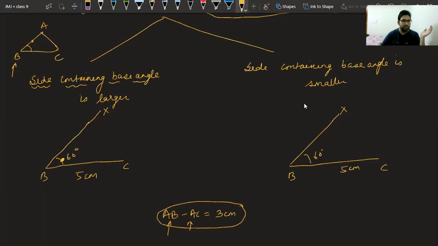And in this case, when the side containing the angle is larger, we take the arc of 3 centimeter above, like this. So here we take the arc above the base.